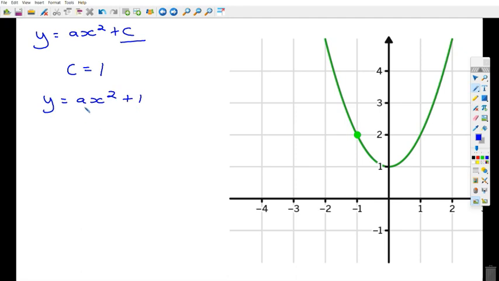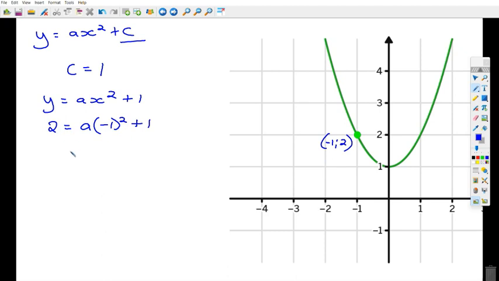How do I go and find a now? I need x and I need y. So I'm going to label this point. This is -1 and 2. Let's substitute that into the equation. I've got a, and my x is -1 squared plus 1, and my y value there is 2.